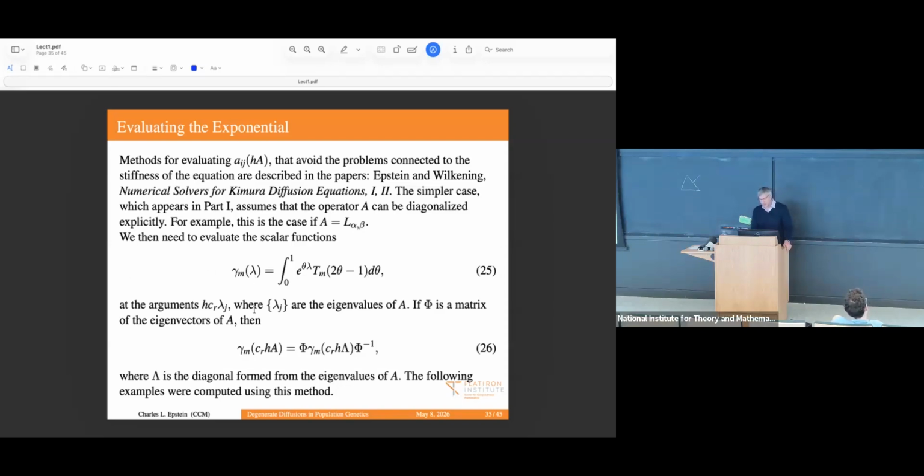So then what we need to do is we have the eigenvalues, we have a matrix which is basically constructed out of samples of the eigenfunctions, and then what we need to evaluate are these functions of our operator at the point CRH. They're obtained by a diagonal matrix of these scalar functions, gamma m of lambda, evaluated at the eigenvalues multiplied by CRH, and then just conjugated by the basis of eigenvectors.